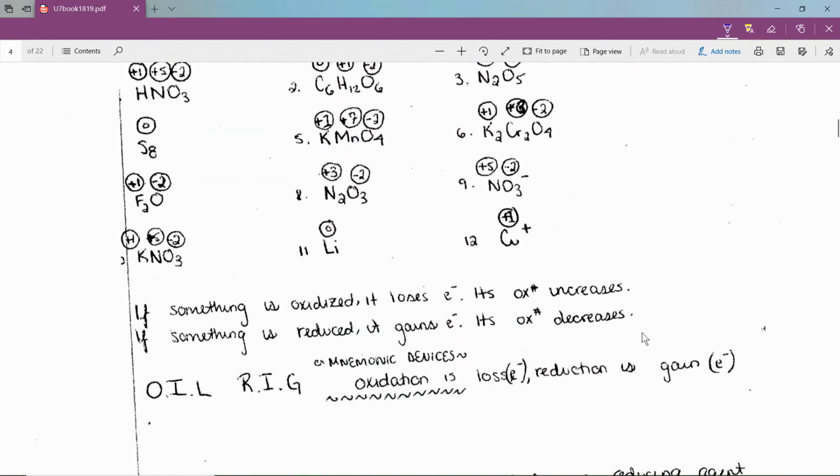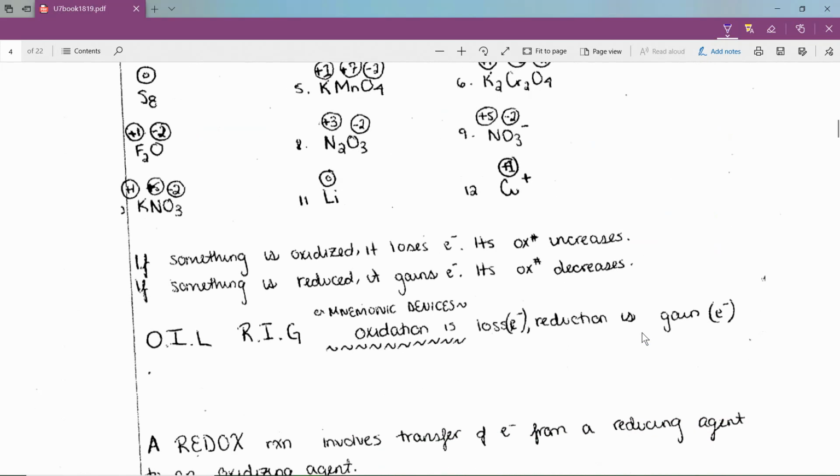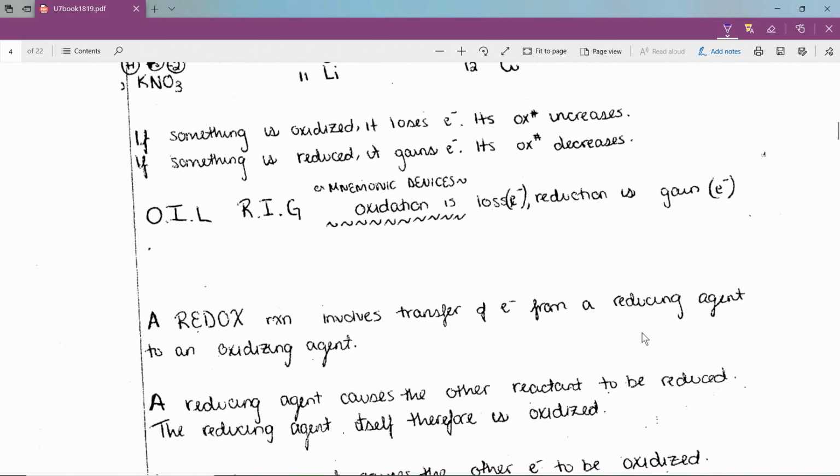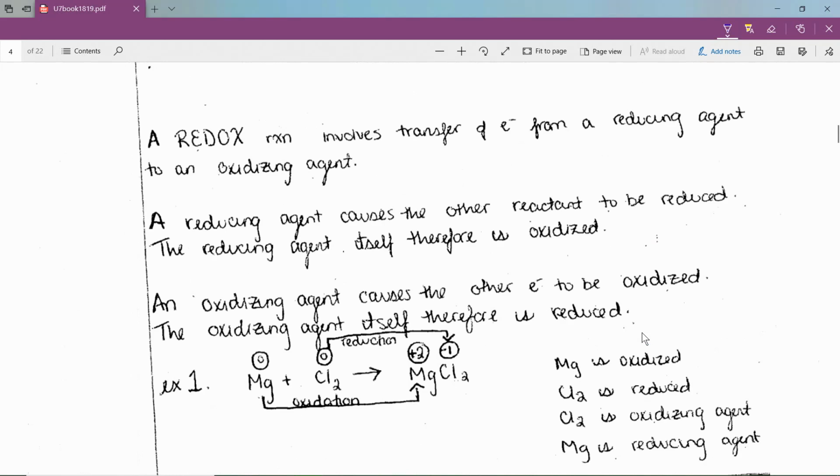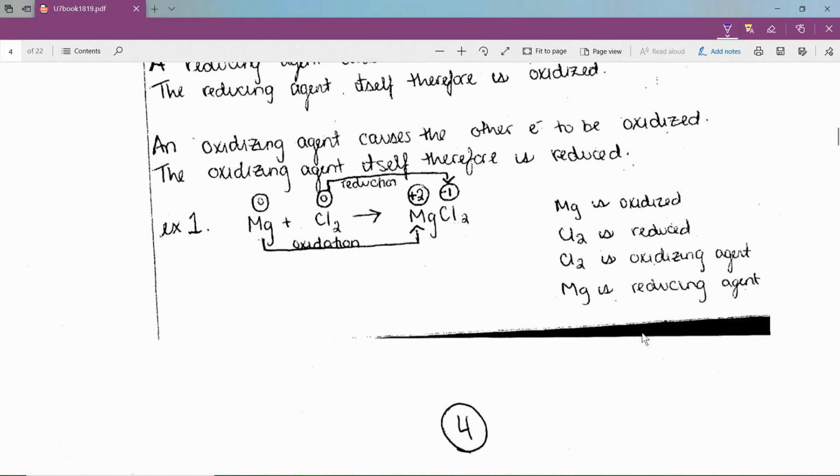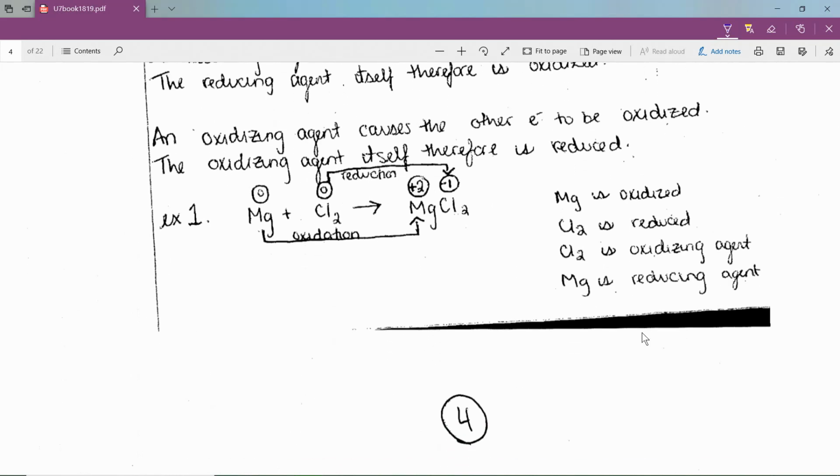More practice on page 4. You can look through that on your own, okay? We've said this before. And now let's jump to the bottom of page 4. So to decide what is oxidized and what's reduced, here we have magnesium plus chlorine for magnesium chloride.